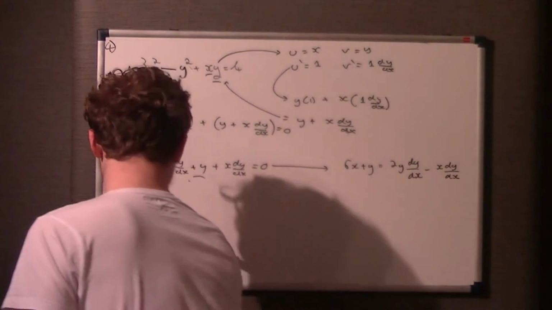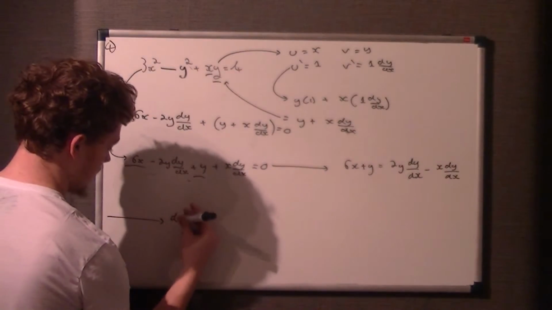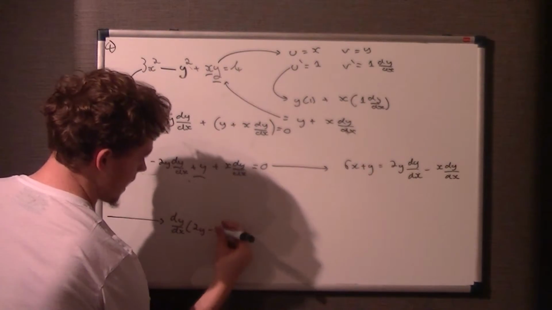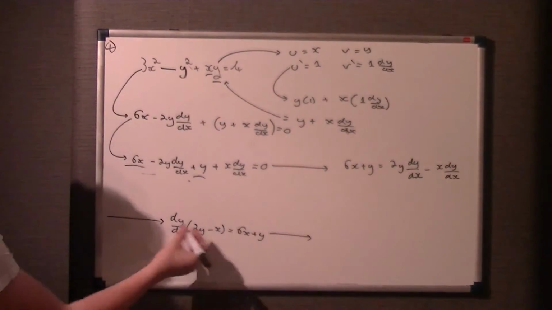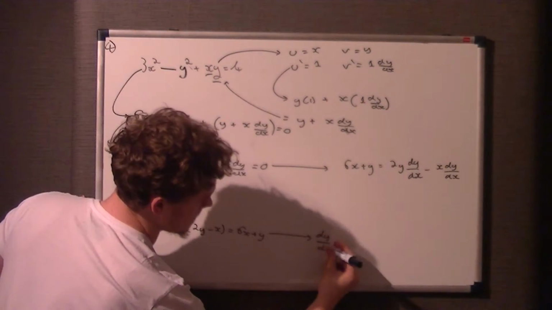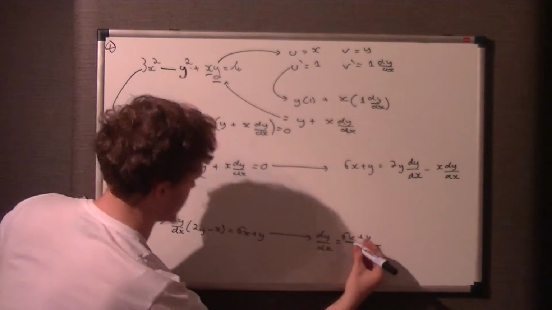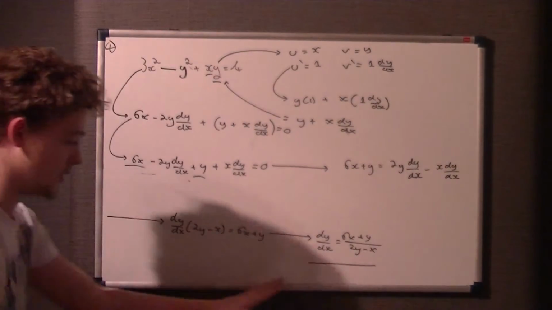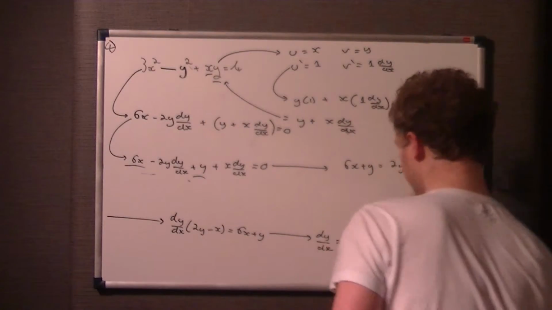Because these are both multiplied by dy/dx, we're going to factorise this so we can make dy/dx the subject. So dy/dx times 2y take x is equal to 6x plus y. Then we just divide both sides by 2y take x, so therefore dy/dx is equal to 6x plus y over 2y take x. Now this isn't the final answer, by the way, because we've still got to make that equal to 8/3, and go from there.